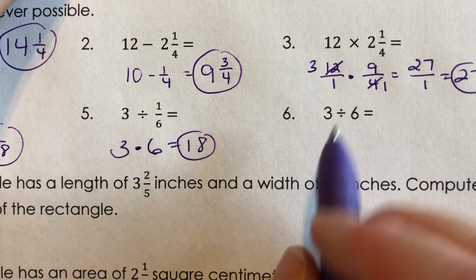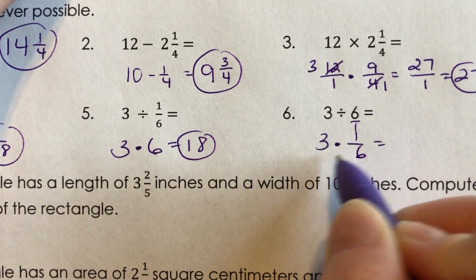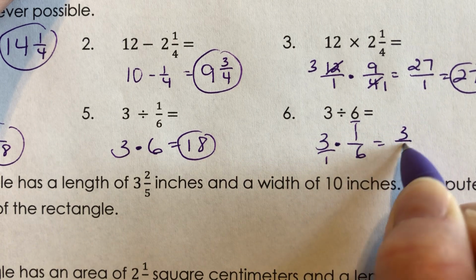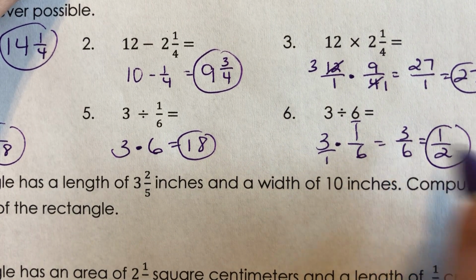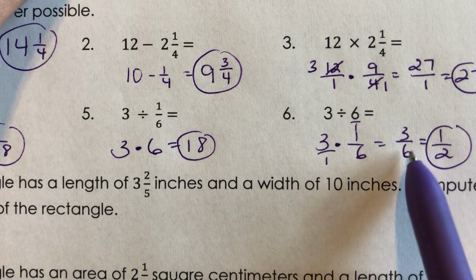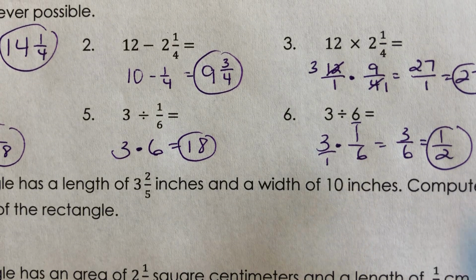And for 3 divided by 6, that is the same as 3 times 1/6. And 3 times 1 is 3, and 1 times 6 is 6, and 3/6 simplifies to 1/2, not 2. 2 is a common error that I see for that, but this isn't 6 divided by 3, it's 3 divided by 6, so that's half.